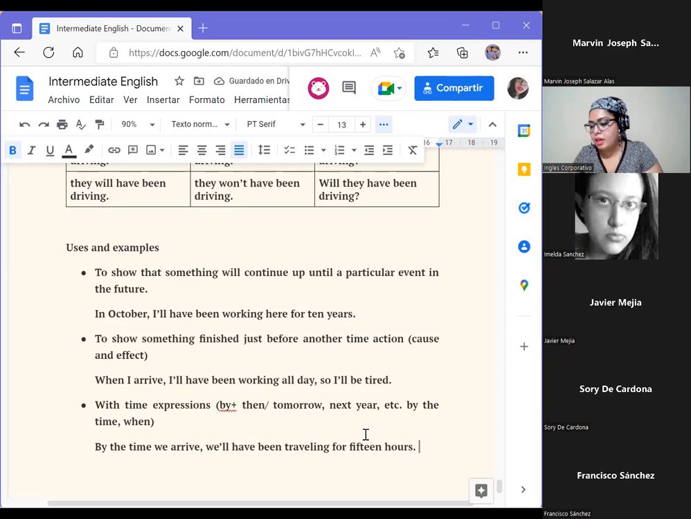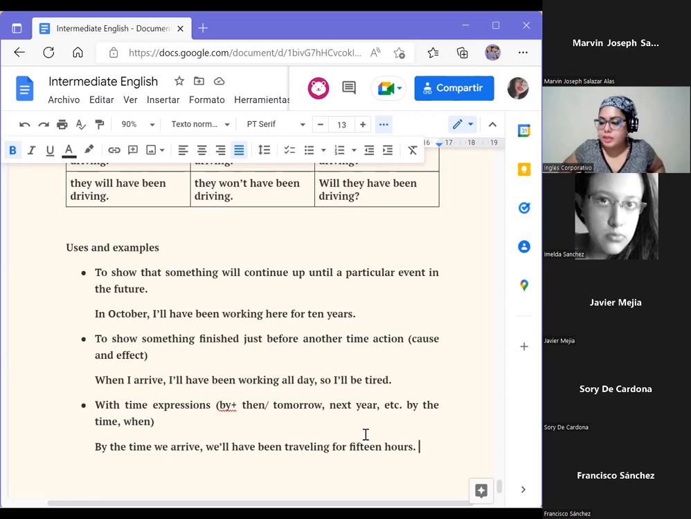So in that case, we are using some expressions to explain the use of this structure. So in that case, it's not like we are going to have another action happening that is going to change the whole thing that we are doing. So in that case, it's just using the time expression for creating sentences.